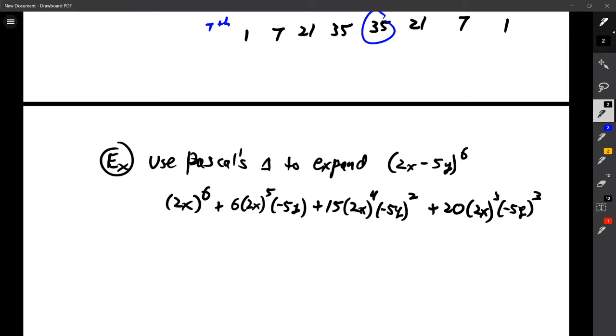So 2 to the 6th, let's see, 2 to the 3rd is 8. Oh, I grab my calculator and I have it in some weird mode. Let me see if I can get it back to that. Nope. What am I in here? Oh, I know what happened.